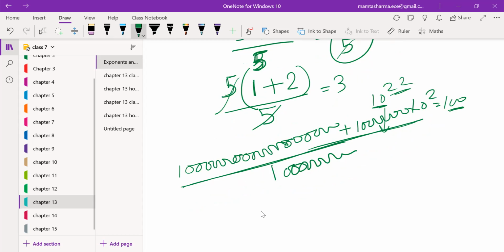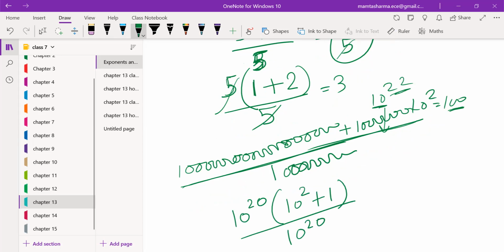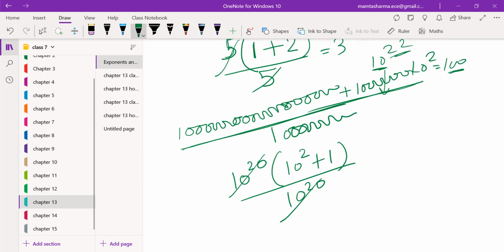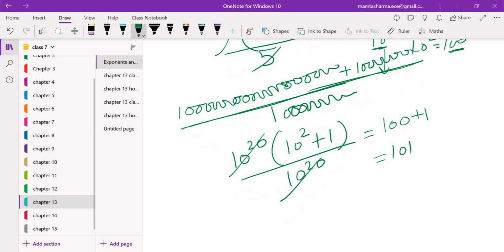So the best method is to take the common factor, 10 to the power 20. In the first part you will be left with 10 squared, in the second part you will be left with only 1, and the denominator is 10 to the power 20. Now you can cancel out 10 to the power 20, and you are left with 100 plus 1. Ma'am, I do not understand why we are taking brackets. I have told you in algebraic expressions, do you know how to factorize any expression? This is factorization.